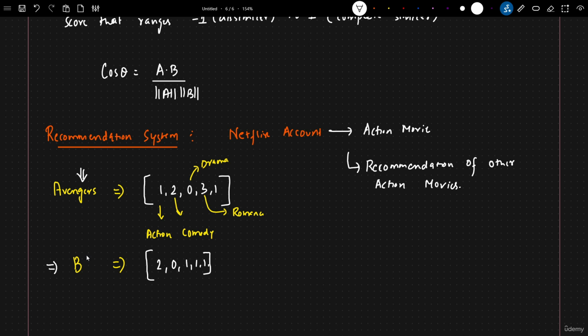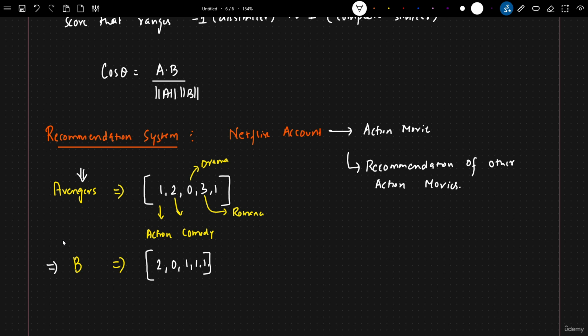This is determined by calculating the cosine similarity. If the cosine similarity is high, towards 1, then we will recommend this. If it goes towards -1, that means this movie is the opposite of this movie. Then obviously I will not recommend it, because this movie may be a completely romantic movie, and Avengers is action, drama, all those features are specifically there.